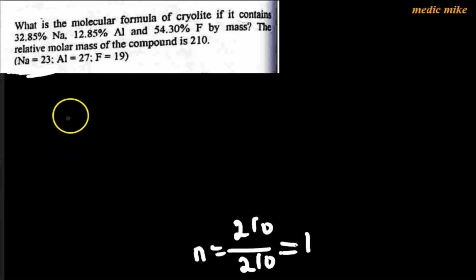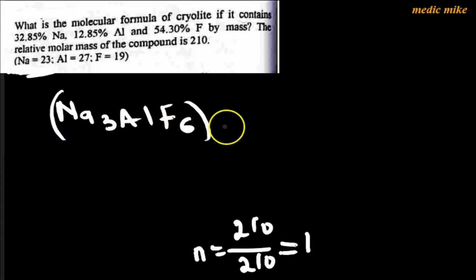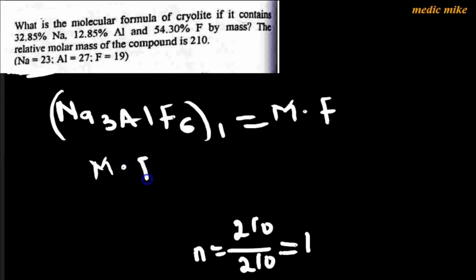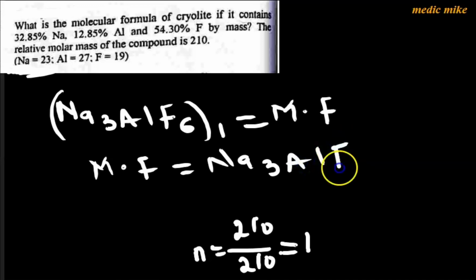But for this question, we have our empirical formula as Na3 Al F6, all in brackets 1, which will be equal to the molecular formula. So this times 1 will remain the same value. So we can say that the molecular formula will be the same as the empirical formula.